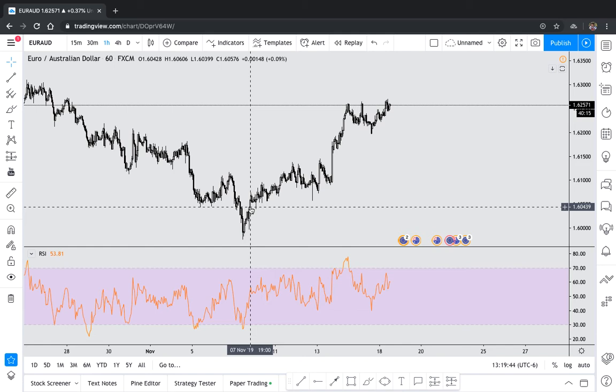And number two, indicators are just like everything else. They are just speculation.